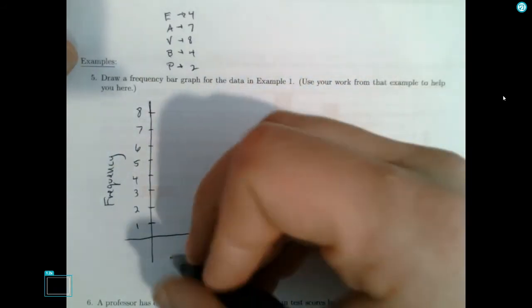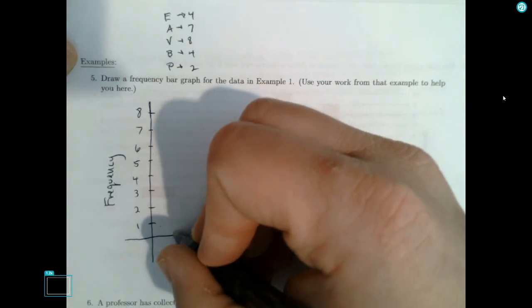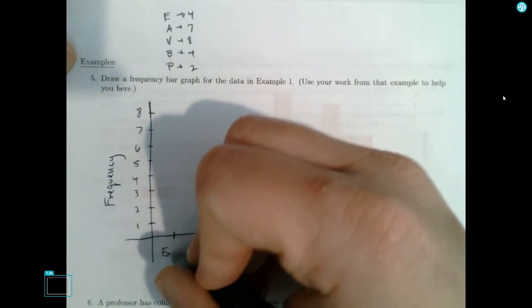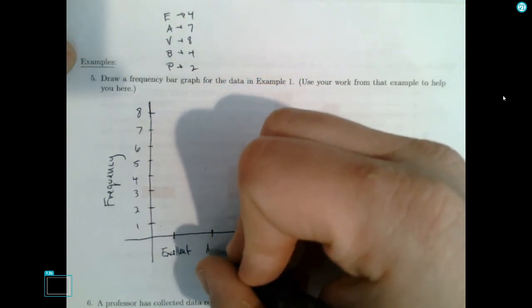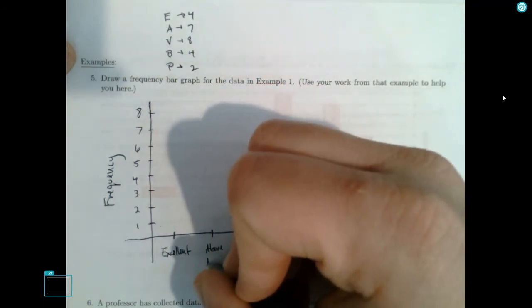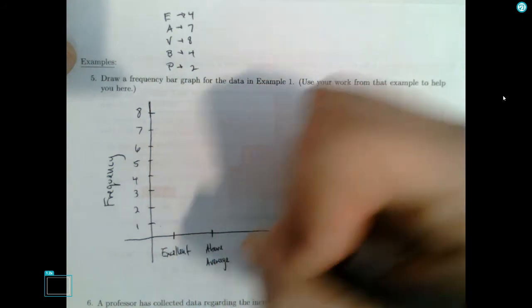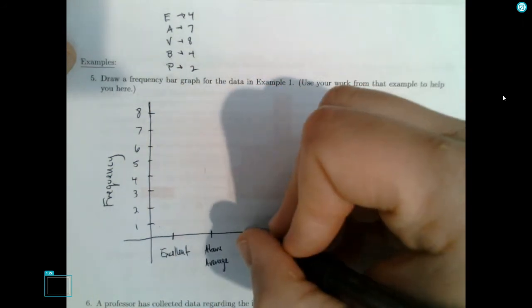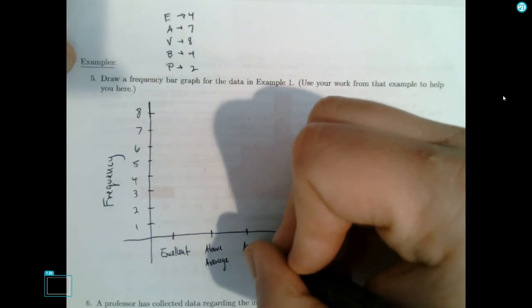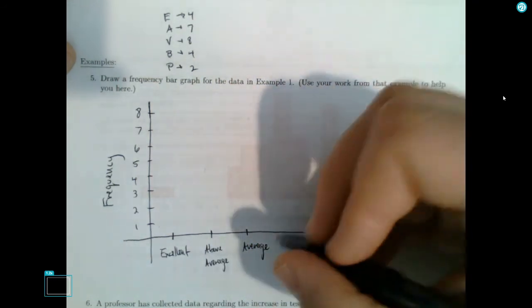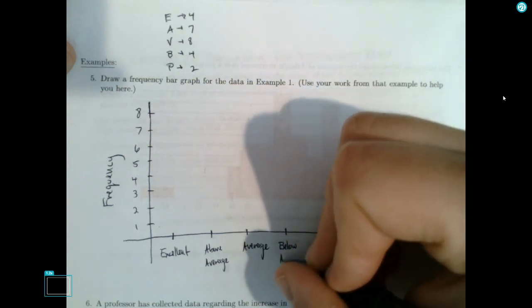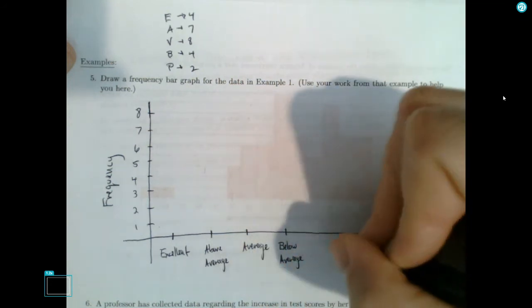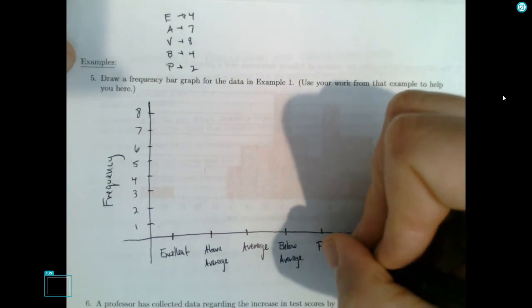Then along the x-axis, that's where we put our categories. E stood for excellent, so I'm going to write excellent. A stood for above average. V stood for average. B stood for below average. And P stood for poor.